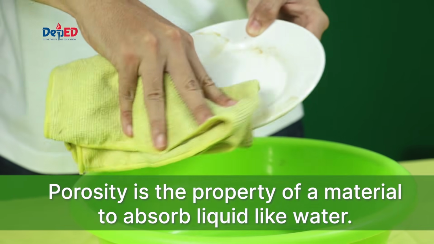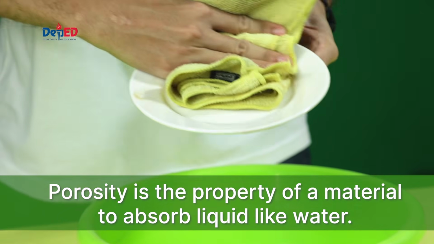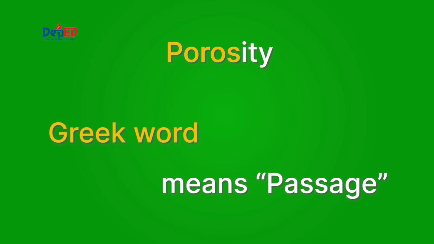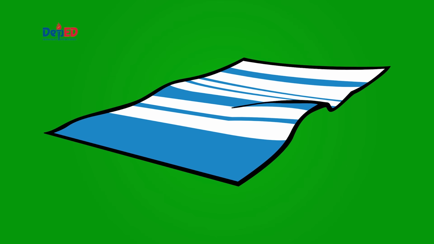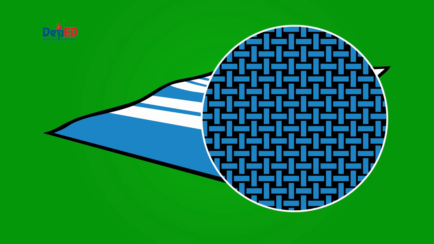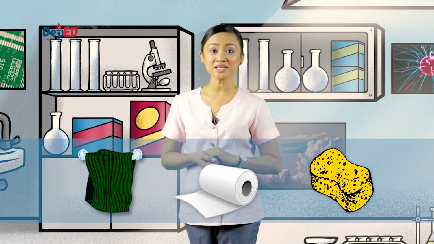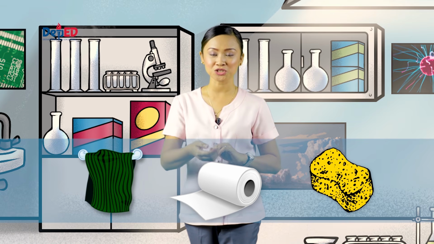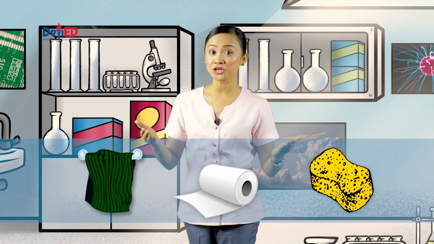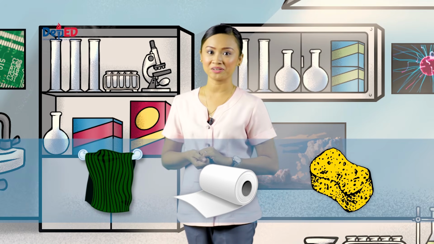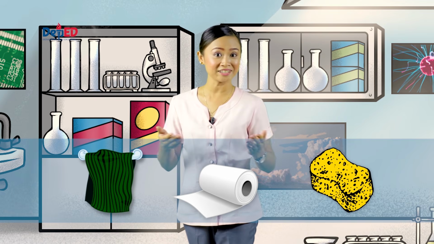Porosity is the property of a material to absorb liquid like water. Do you know that the word porosity stems from the Greek word poros, for pore, which means passage? Porous materials have plenty of spaces or holes called pores where liquid can be quickly absorbed. In Set A, you can see a towel, tissue, and sponge which are good materials for absorbing water. They are commonly used at home for cleaning.